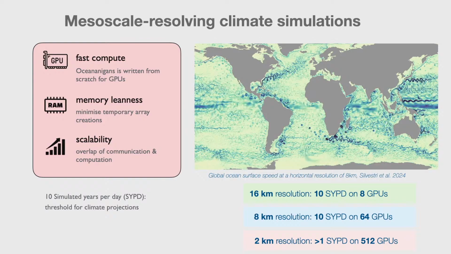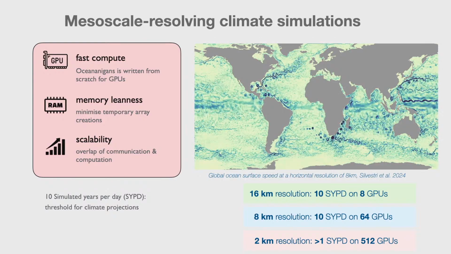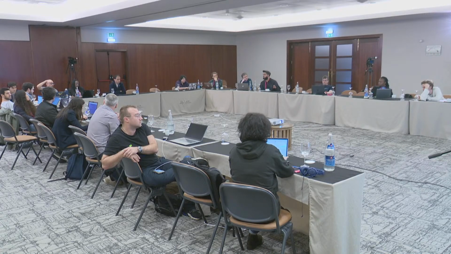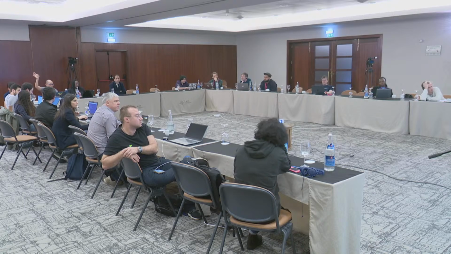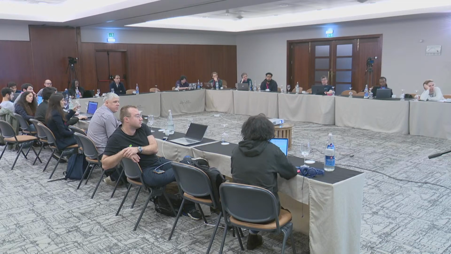We also care a lot about memory leanness. 512 GPUs, yeah, this sounds like a lot, right? But this simulation is as big as the one that Gael showed that used 70,000 cores and did 1 year in 3 months. This does 1 year in 1 day on 512 GPUs.